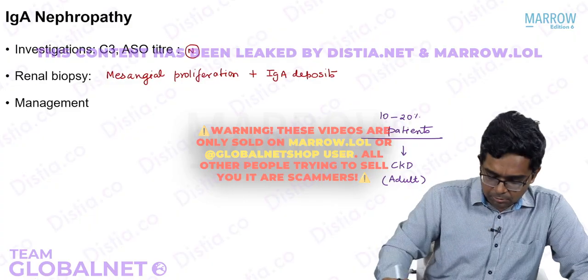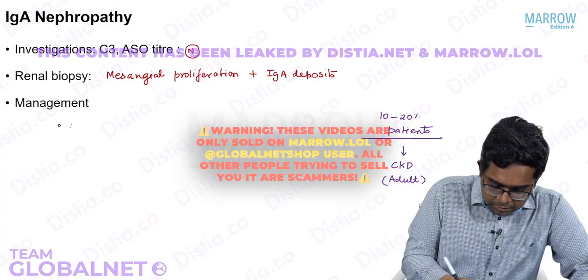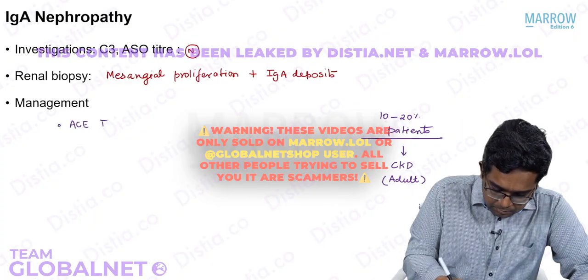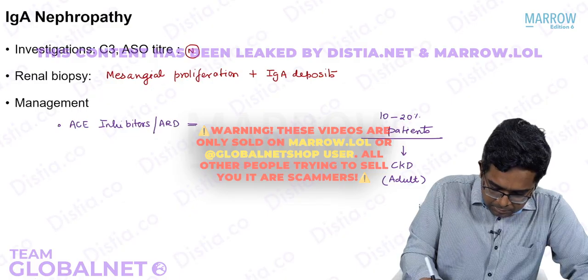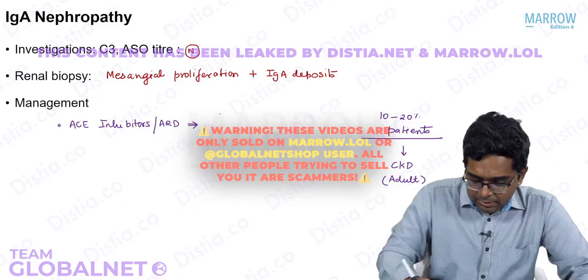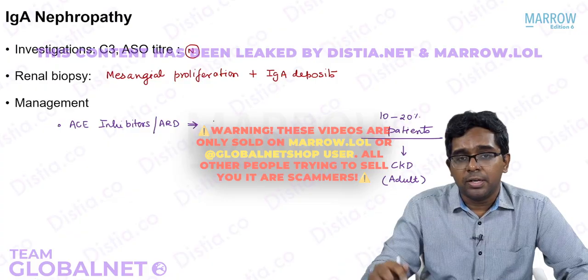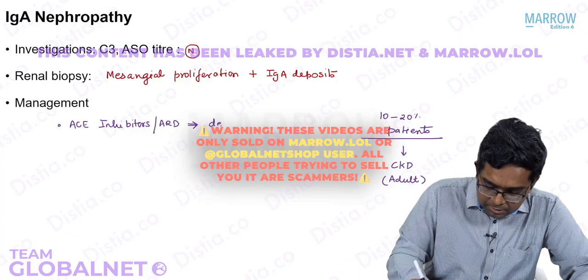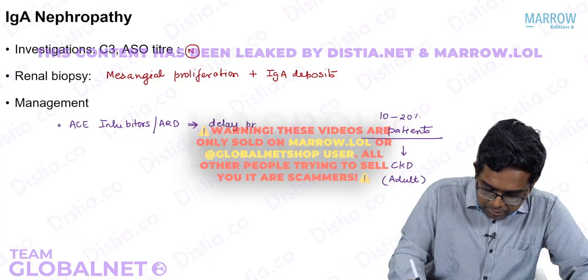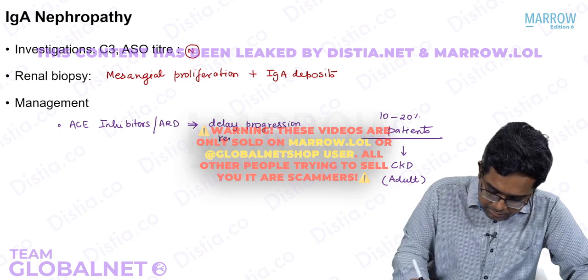And it has been found that if you use ACE inhibitors or angiotensin receptor blockers, there is a decreased occurrence of chronic kidney disease because they delay the progression of renal disease. Very, very important point. They delay the progression of renal disease.